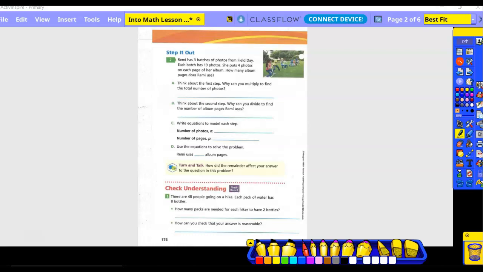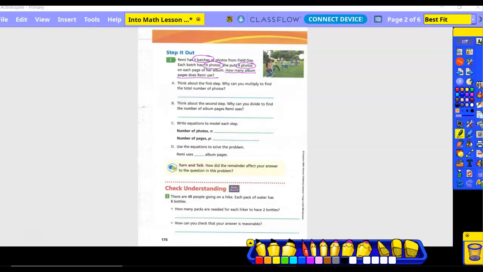Stepping out number 2. Remy has 3 batches of photos from field day. Each batch has 19 photos. She puts 4 photos on each page of her album. How many pages does Remy use? Okay, so let's pull out our information. So she has 3 batches. Each one has 19 photos. And then she puts 4 photos on each page. And they want to know how many pages Remy uses. So think about the first step.